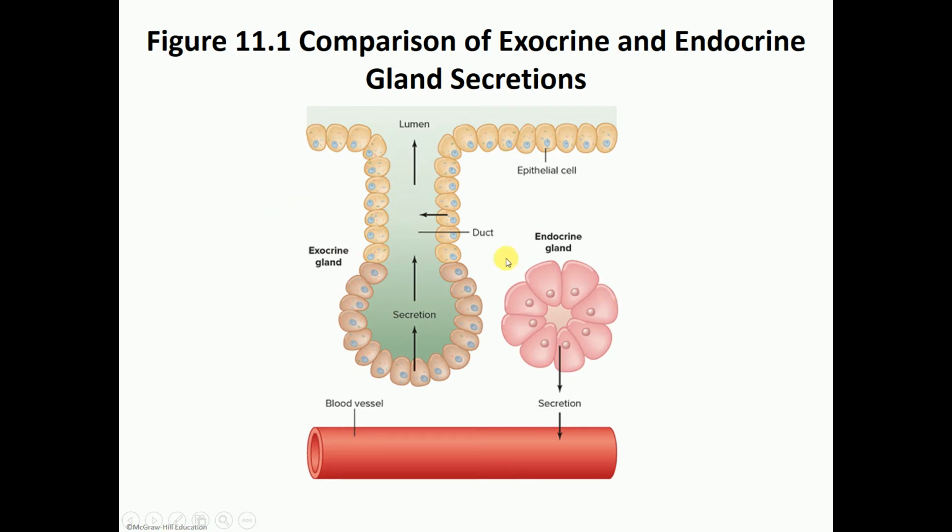An endocrine gland, on the other hand, does not have a duct. It is a ductless gland. The endocrine gland makes hormones. Those are secreted directly into the interstitial fluid, or the fluid that surrounds the cell, and then into the bloodstream. These are the glands that we are going to be talking about in this chapter. We are discussing the endocrine glands and not exocrine glands.